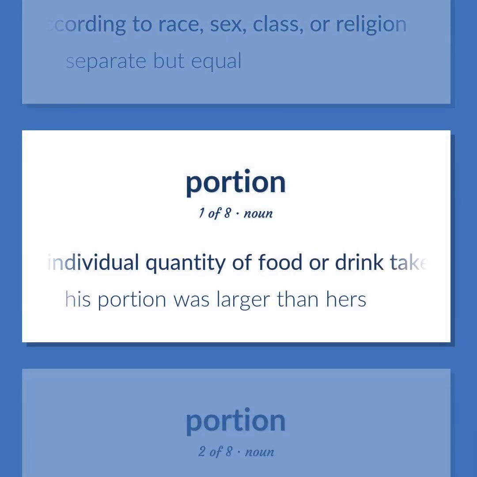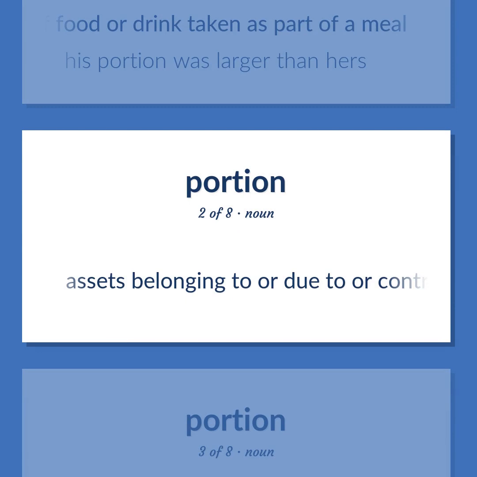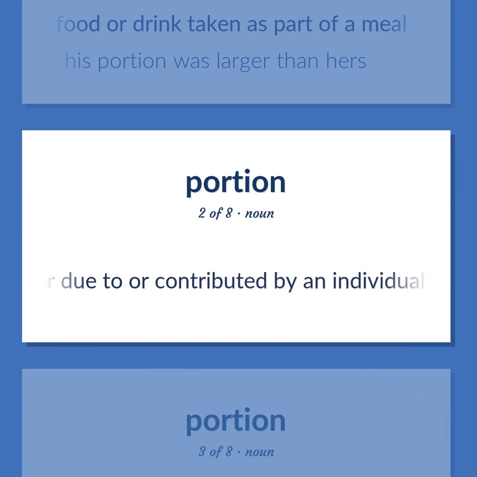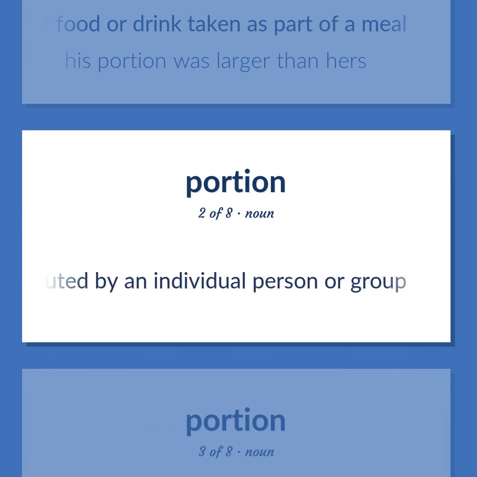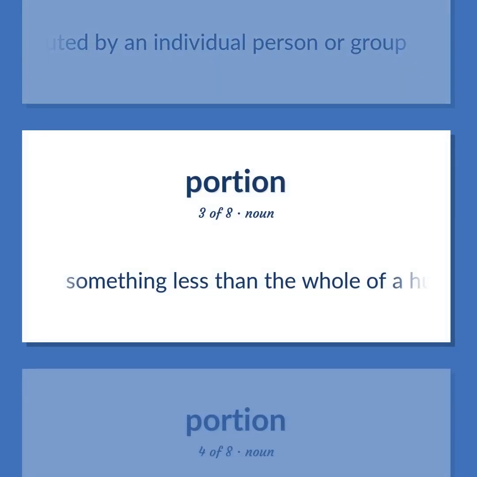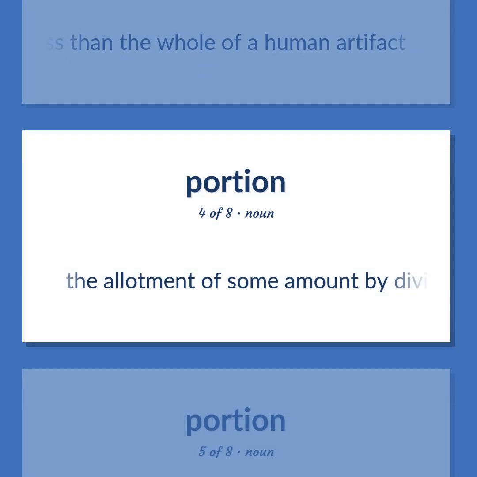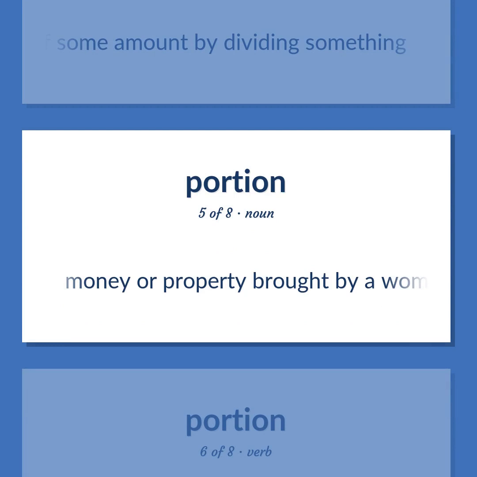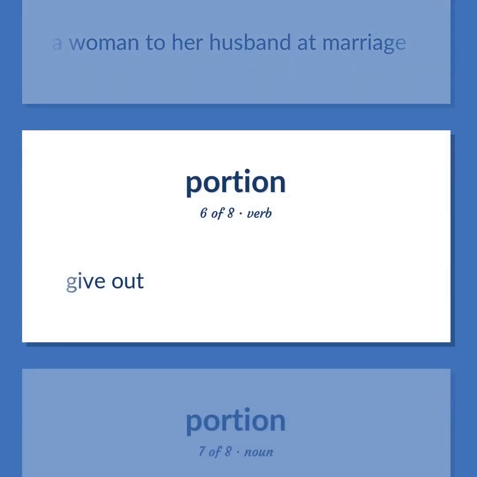An individual quantity of food or drink taken as part of a meal. His portion was larger than hers. Assets belonging to or due to or contributed by an individual person or group. Something less than the whole of a human artifact. The allotment of some amount by dividing something. Money or property brought by a woman to her husband at marriage. Give out.